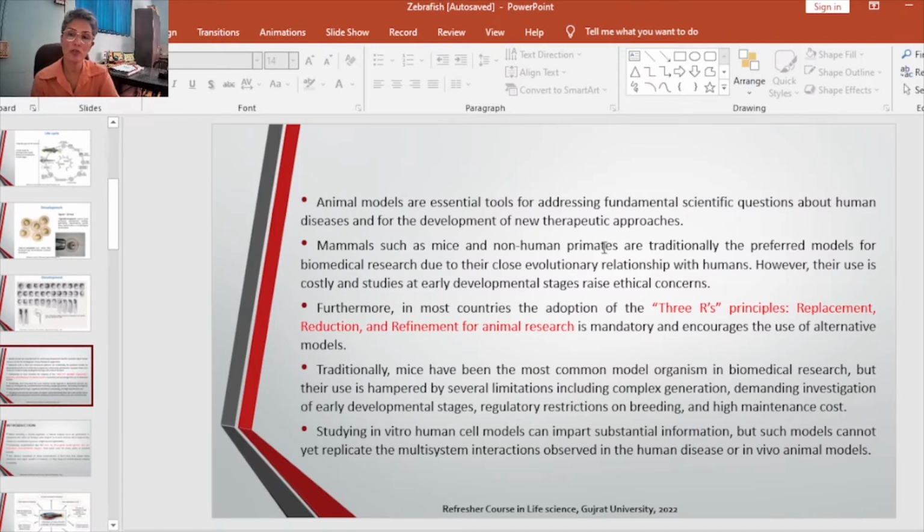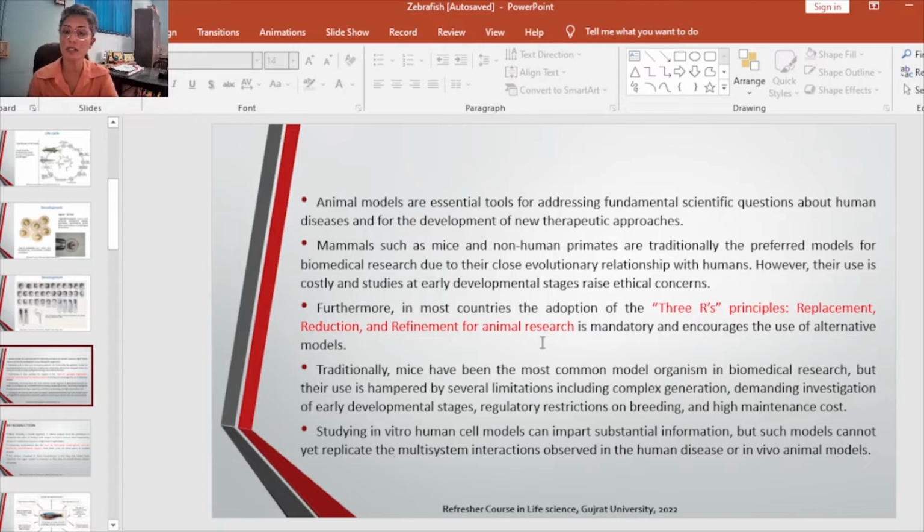Now why can we utilize zebrafish so easily, and why is it being recommended vastly throughout the world? Because traditionally we were using mice as well as non-human primates for biomedical research related to humans, but their use is costly, and studies at an early developmental stage raise ethical concerns also, because we have to think about so many aspects related to ethical concerns whenever we are dealing with primates or any other kind of mammals.